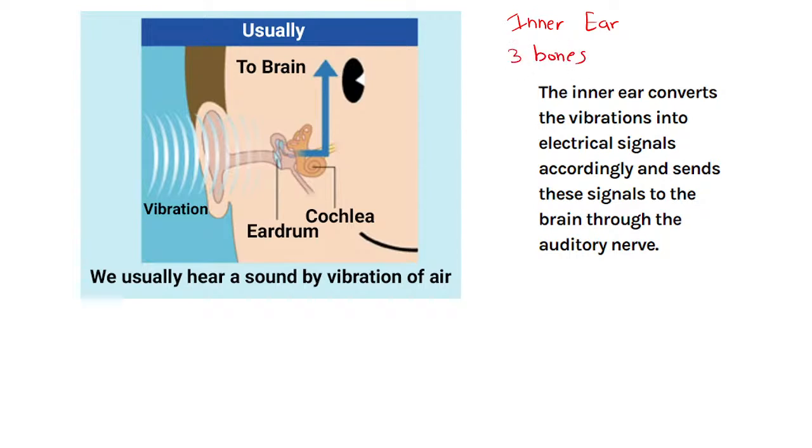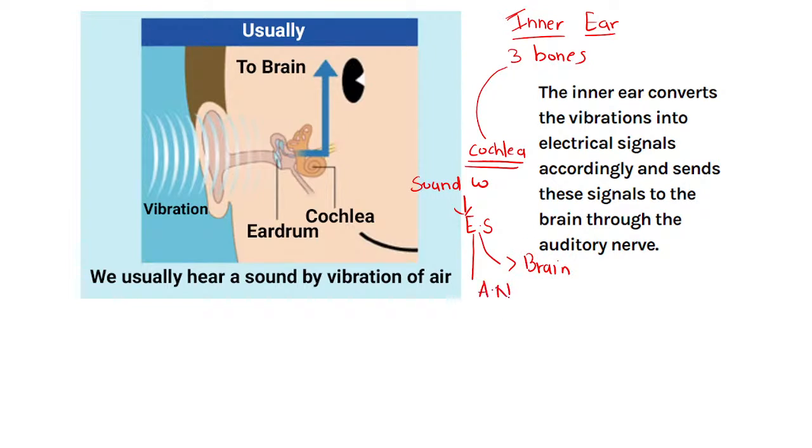For your level, you are not supposed to remember the names of the bones. So these three bones are passing this sound wave to the cochlea. What is the cochlea doing? It converts the sound wave into an electrical signal and then passes it on to the brain. How is it passed on to the brain? With the help of the auditory nerves. And that's how we analyze and understand whose sound it is.